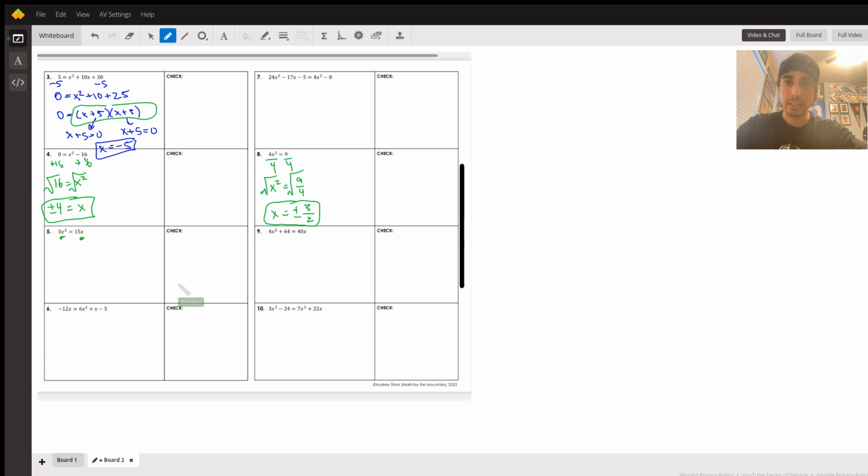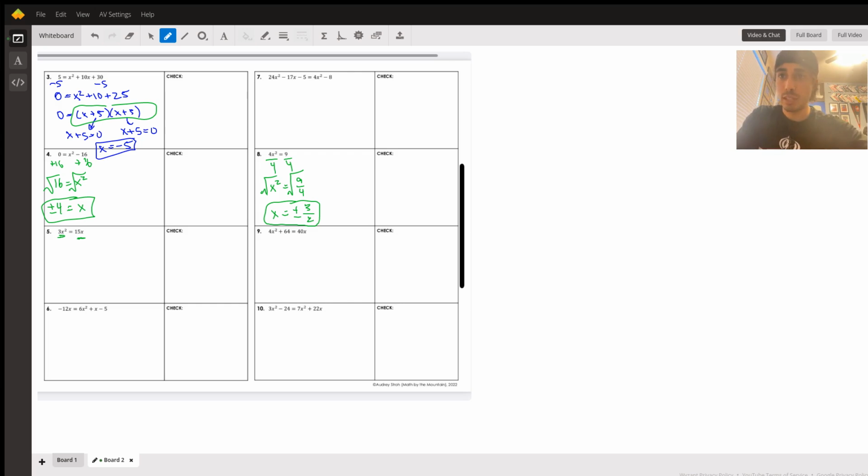Let's see what else we got here. Number 5 is the next closest. Notice there's only 2 terms, one on this side, one on this side, but they both have an x. So we can't solve for x in the same way. So we are going to factor, and we're going to be looking for a greatest common factor here.